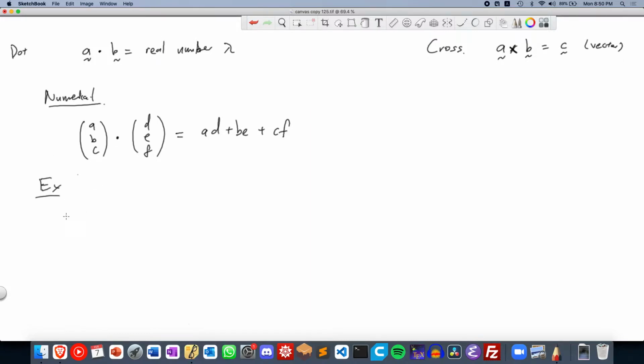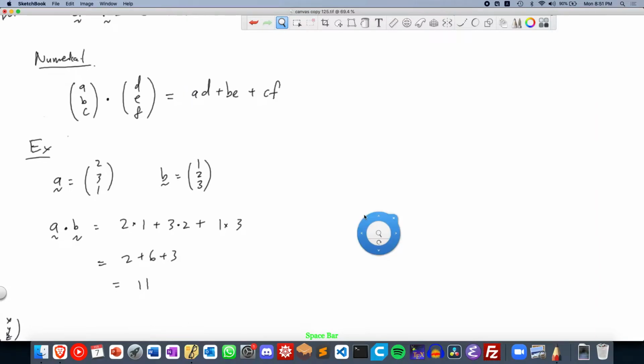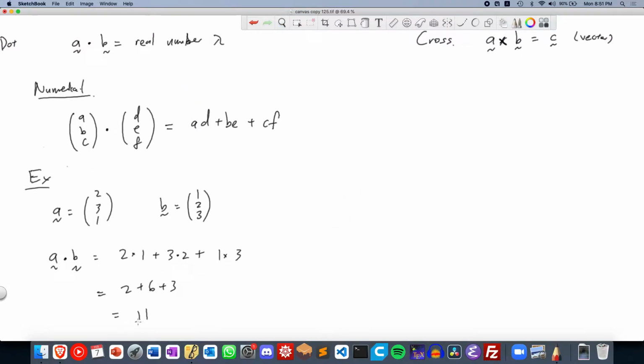Let's say the vector A equals (2, 3, 1), in alignment with our previous example, and the vector B equals (1, 2, 3). Then A dot B equals 2 times 1 plus 3 times 2 plus 1 times 3. This equals 2 plus 6 plus 3, which equals 11. So the dot product takes in two vectors and gives out a real number.